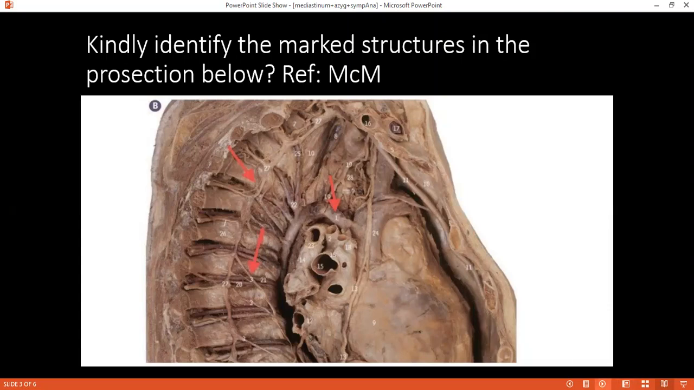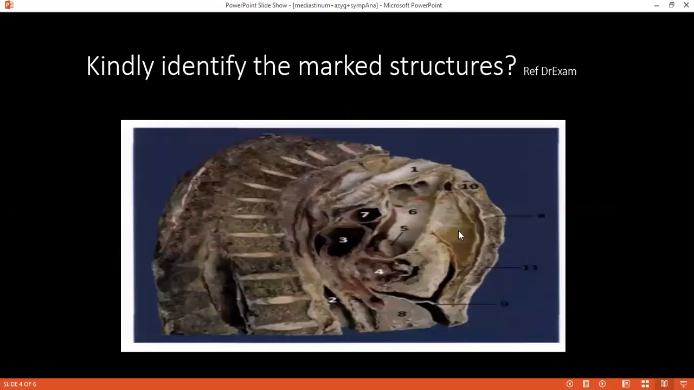Yes. Okay. Can you please identify the structures here, from 1 to 11, and A and B as well? Okay, what is 1? If quickly we can identify the structure. 1 is the right principal bronchus. Yes, and if you can tell me what 9 is. 9 is the diaphragm. Okay, 11. 11 is the sternum.